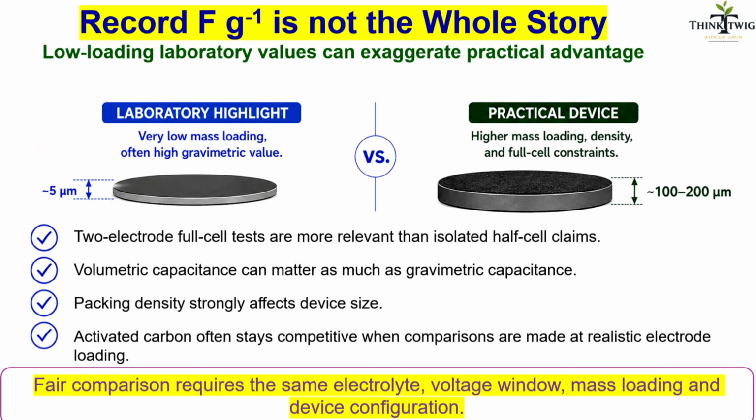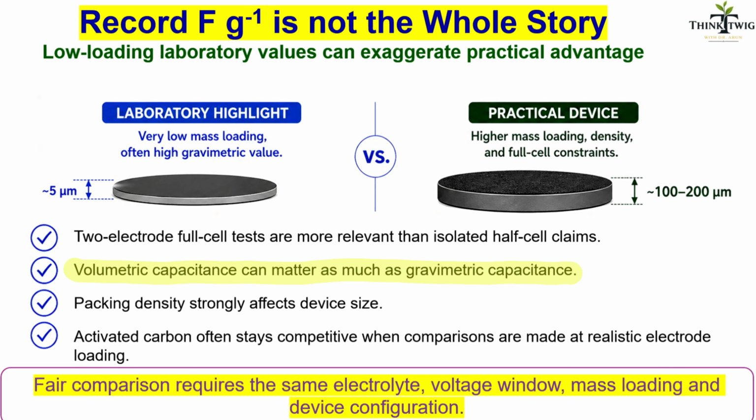Low material loading in a laboratory electrode can sometimes make performance look better than what may be obtained under more practical loading. So fair comparison requires similar experimental conditions. Another important point is the cell configuration. A two electrode full cell is more relevant to an actual supercapacitor than an isolated half cell result. This is because a working device contains two electrodes operating together.